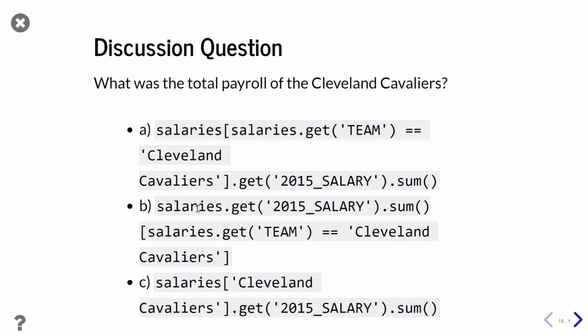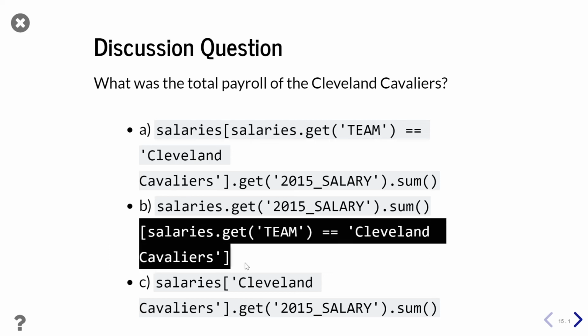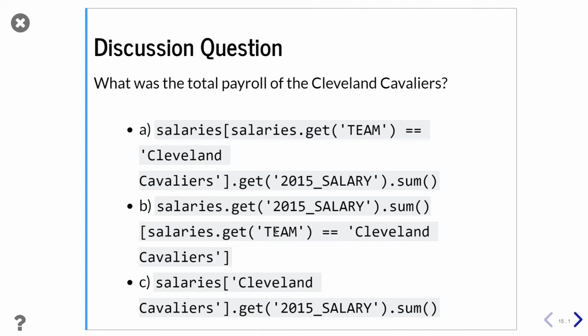In this case, I'm going to get the salary column and add them all up. So I'm getting the total salary of all the players, which is a number. And then I try to select all the Cleveland Cavaliers from something that's not a table, but a number. So this is going to give me an error. This one, salaries, Cleveland Cavaliers, will also give me an error.